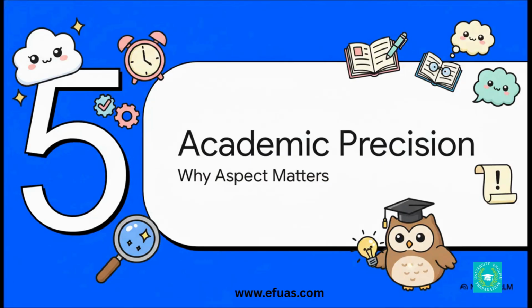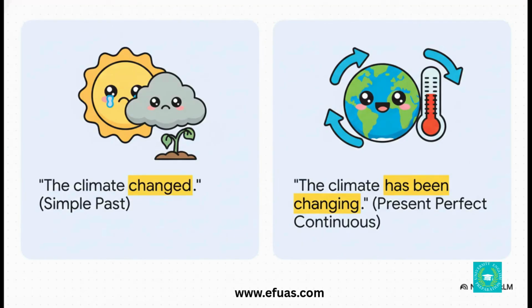Okay, so we've gone through our 3 big tools, but you might be wondering, why does all this grammar stuff matter so much? Well, it's because in academic writing, precision is king. Choosing the right aspect makes you sound like a surgeon with your words. It shows you have a really deep, subtle understanding of your topic, and that makes your work so much more credible.